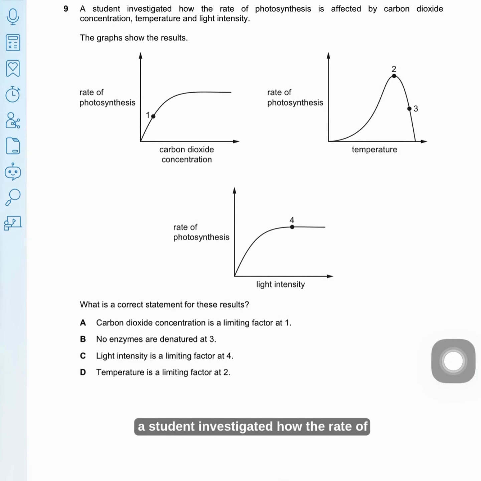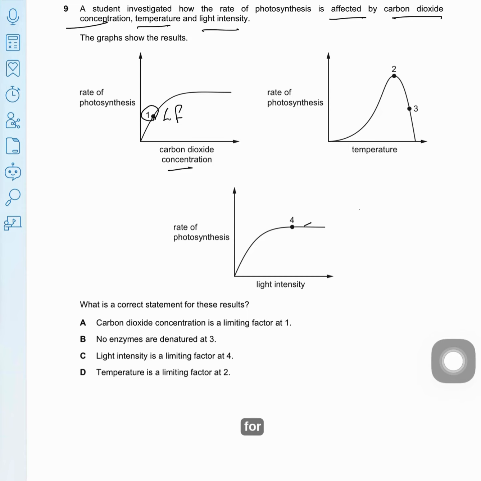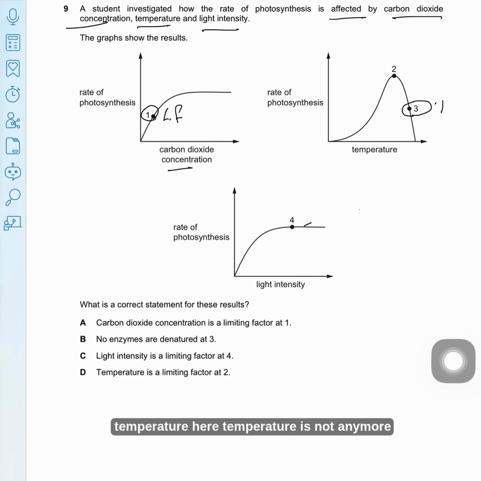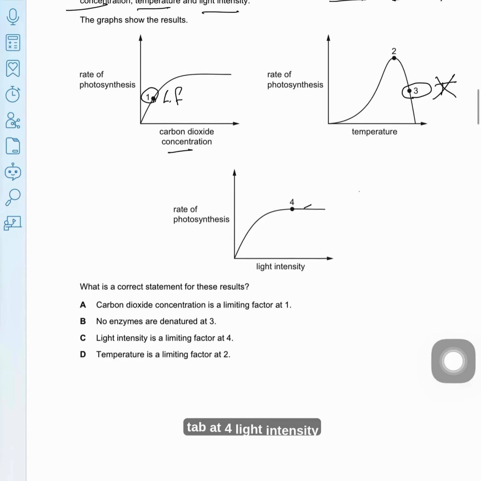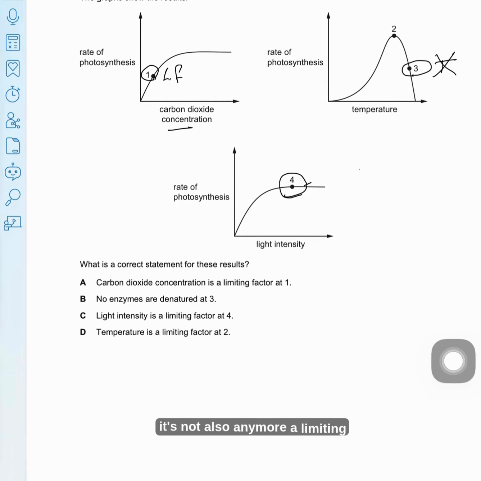A student investigated how the rate of photosynthesis is affected by carbon dioxide concentration, temperature, and light intensity. The graph shows the result. Here the carbon dioxide is still a limiting factor. For temperature, here temperature is no longer a limiting factor. At 4, light intensity is also no longer a limiting factor. Which is a correct statement for these results? Carbon dioxide concentration is a limiting factor at 1. No, enzymes are denatured at 3.